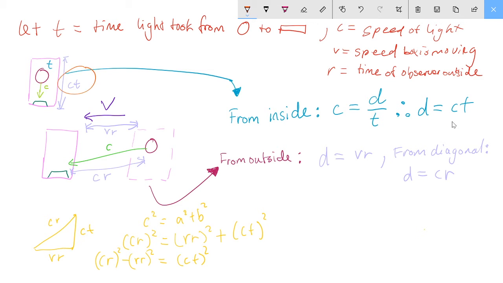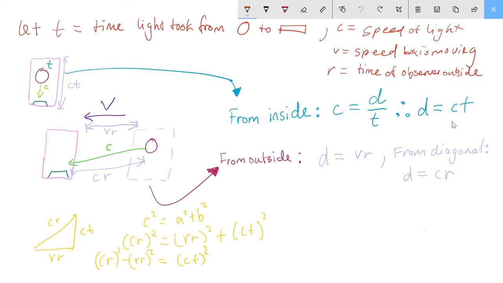Now you have a scenario where there's an outside observer looking at this box, and the box is moving in this direction at speed v, and the light also bounces towards this point. The light goes here, the box has already moved over here, and the light needs to reach this part. It actually travels a greater distance to reach it, but inside the box we only see it as this.